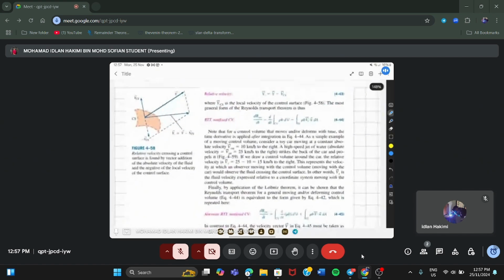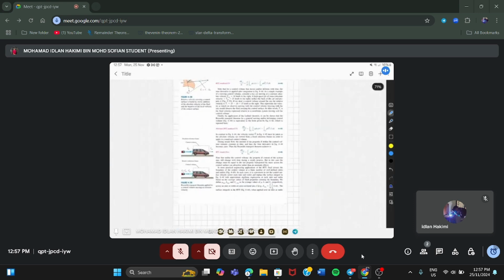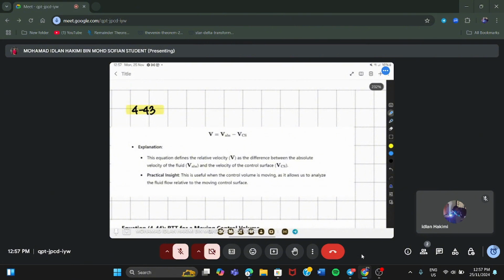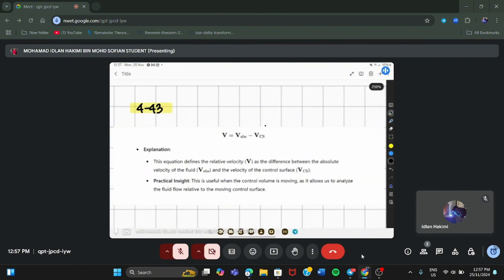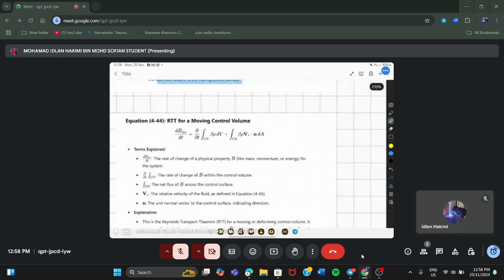So for equation 4.43, all these equations I have to simplify to become like this. Equation 4.43 explains V relative equals V absolute minus V control surface, which defines the relative velocity V as the difference between the absolute velocity V absolute and the velocity of the control volume V control surface. This is useful when the control volume is moving, and it allows us to analyze flow relative to the moving control surface.